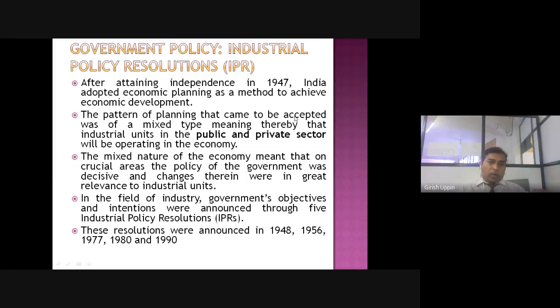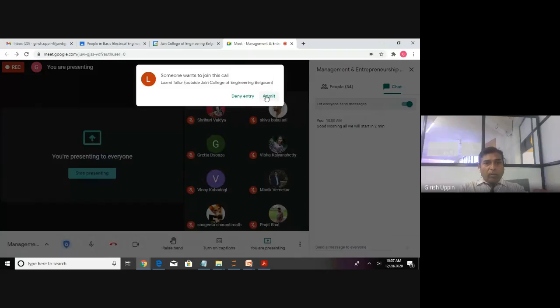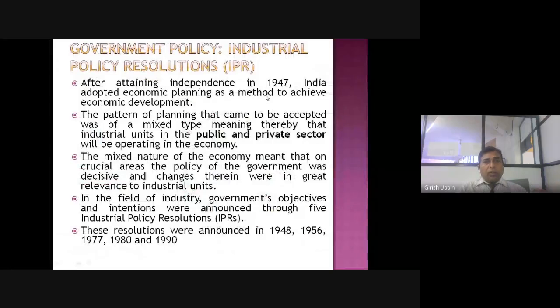So, in this industrial policy resolution, they came up with a certain strategy to make development in particular areas of the economy. In 1947, India adopted economic planning as a method to achieve economic development. So, economic planning was the method which India wanted to have, so that they could achieve the required economic development. The pattern of planning that came to be accepted was a mixed type, meaning thereby that industrial units in the public as well as the private sector will be operating in the economy.